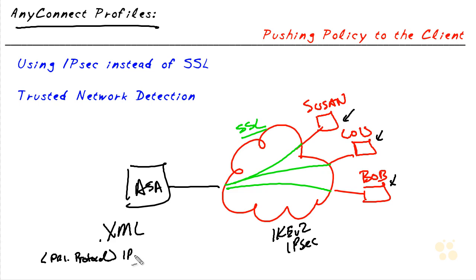And if we set it to IPsec as part of the profile, and we associate that profile with a group policy, and that group policy is associated with the connection profile, then when Susan and Lois and Bob all connect in, we can automatically push that updated AnyConnect profile down to those systems. So Susan's, Lois's, and Bob's computer will all say, okay, next time I'm going to use IPsec as my primary protocol instead of the traditional default SSL.